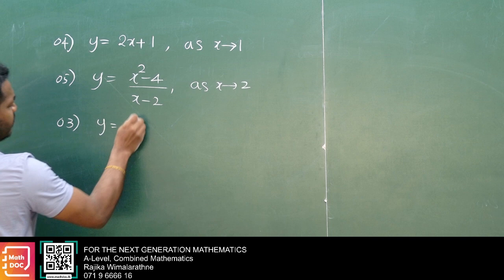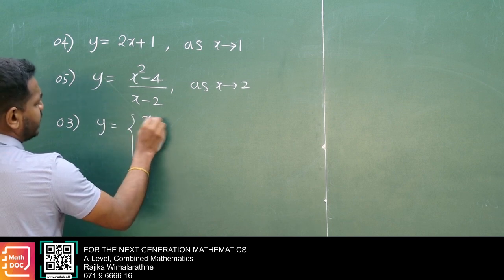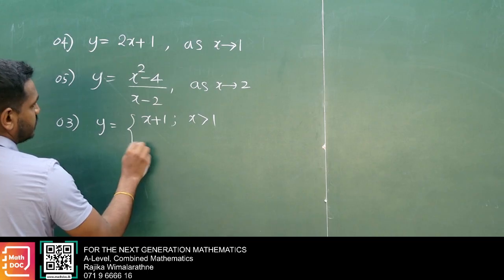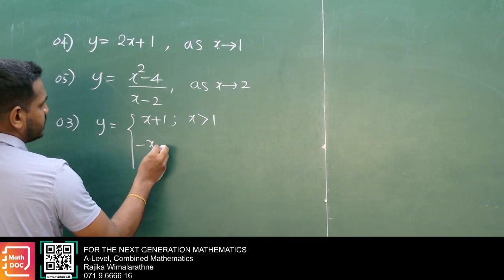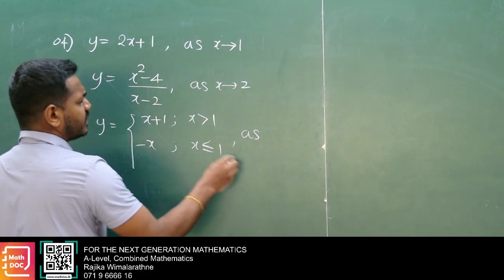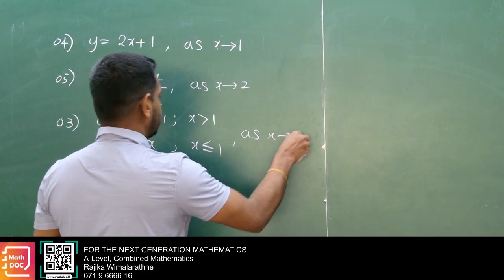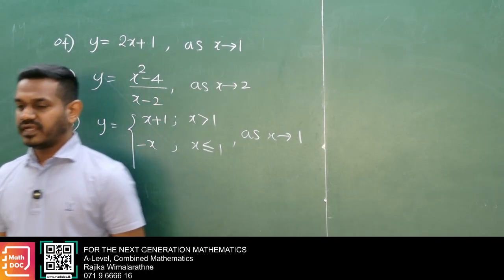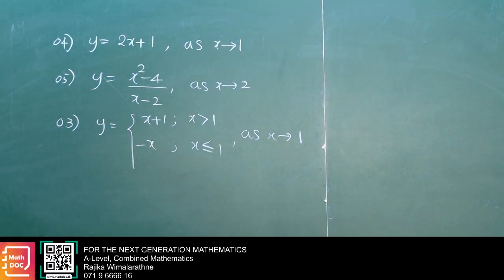Third: y equals x plus 1 for x greater than 1, and y equals minus 6 for x less than or equal to 1, as x goes to 1. Okay, you do that. I'll give you a little time. Take your time and continue.